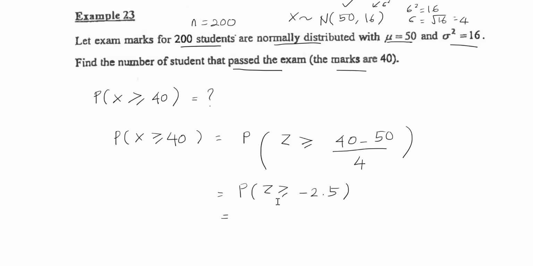We have greater than or equal to, but we have the negative. So this is equal to 1 minus the probability of Z greater than 2.5. For 2.5, we can get this answer from the table. We get 0.0062. So we get the answer 0.9938.